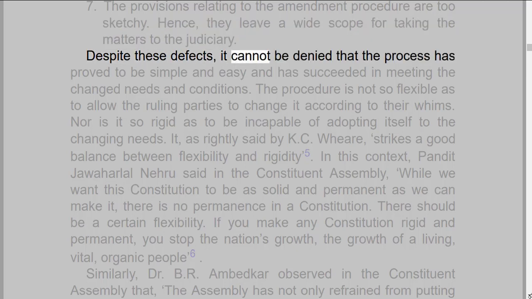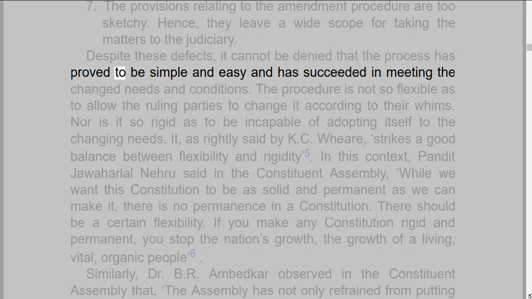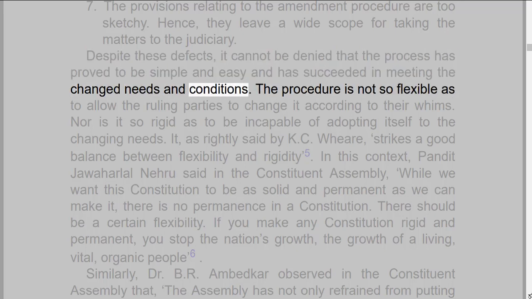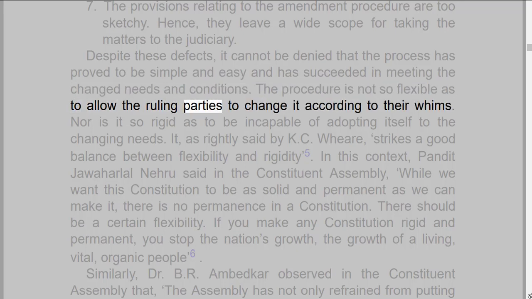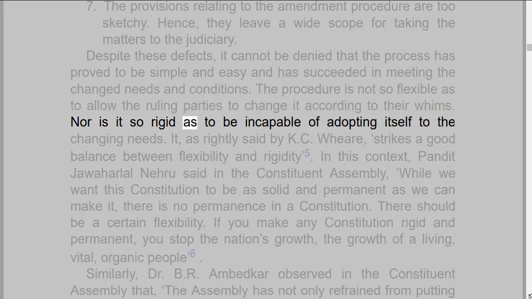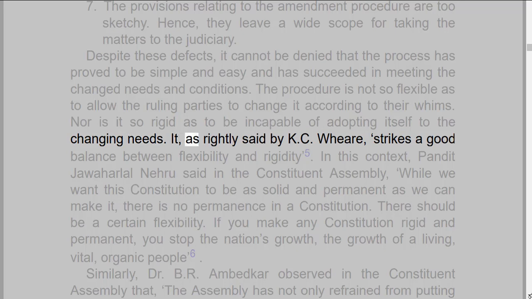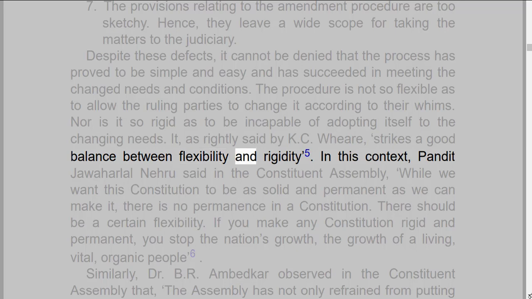Despite these defects, it cannot be denied that the process has proved to be simple and easy and has succeeded in meeting the changed needs and conditions. The procedure is not so flexible as to allow the ruling parties to change it according to their whims. Nor is it so rigid as to be incapable of adapting itself to the changing needs. It, as rightly said by K.C. Wheare, strikes a good balance between flexibility and rigidity.